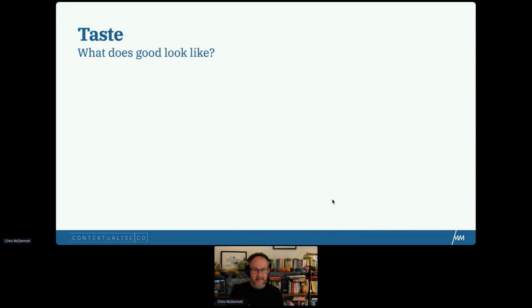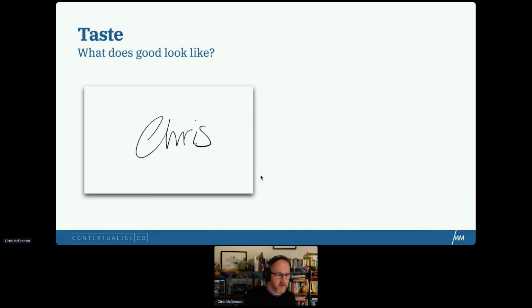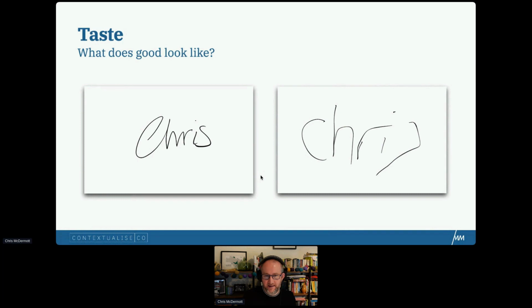So understanding taste allows us to have aspirations. Next time I'll do better. If only we could do it like this. So it allows us to have a contextual perspective on maturity and what good looks like. So there's me writing my name. That's what I feel good looks like when I write my name. When I wrote it with my left hand, less so. That's not what good looks like.